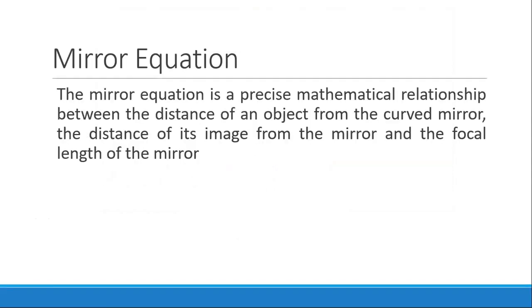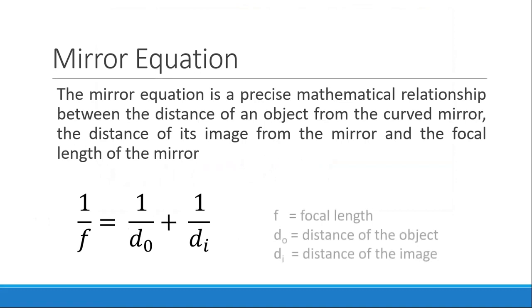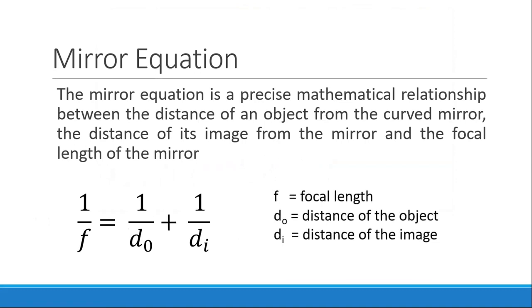Let's move on to the mirror equation. The mirror equation is a precise mathematical relationship between the distance of an object from the curved mirror, the distance of its image from the mirror, and the focal length of the mirror. You can write this equation as 1/f = 1/dO + 1/di, where f is the focal length, dO is the distance of the object, and di is the distance of the image.